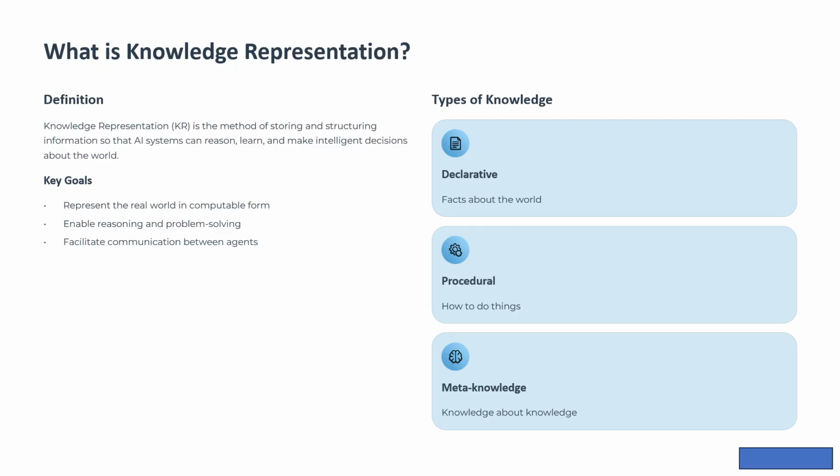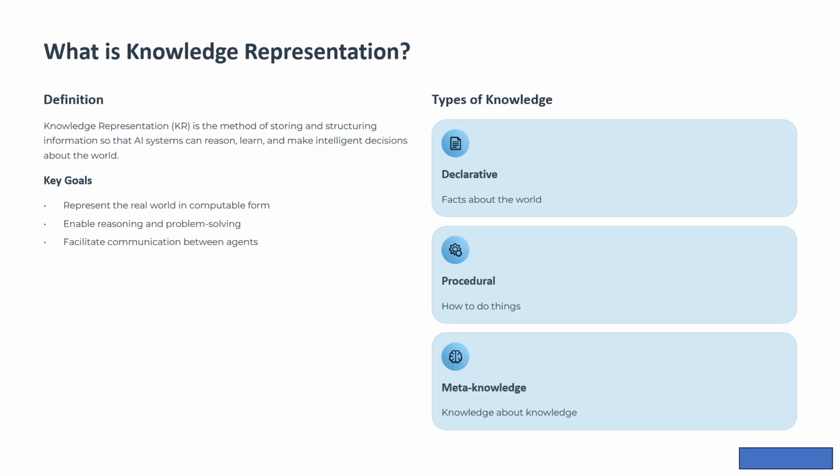Knowledge representation (KR) describes how we store and structure knowledge so that computers can reason, learn, and make decisions. There are a few types to know. First, declarative knowledge. Second, procedural knowledge. Third, meta knowledge. Declarative knowledge is facts about the world. Statements like Paris is the capital of France or water boils at 100 degrees Celsius.